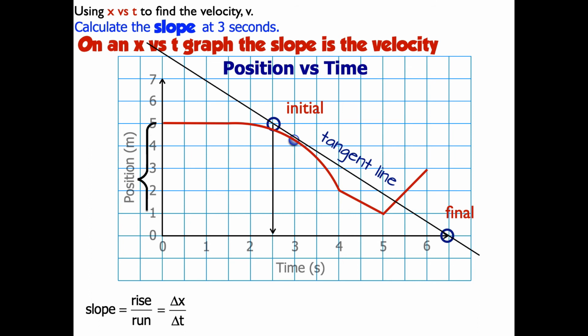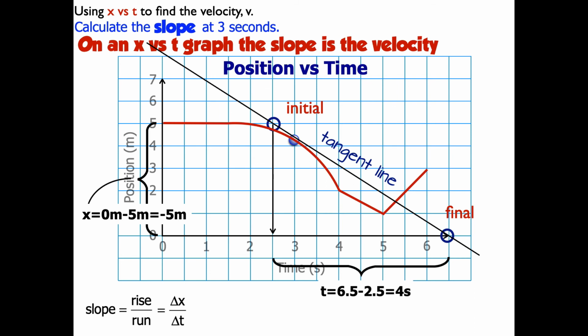So the displacement is the difference in position between these two. That's going to be 0 meters minus 5, or -5 would be the displacement. And the time is going to be 6.5 minus 5.5, and that's 4 seconds. So this means it's going to be -5 meters divided by 4 seconds. So the answer is going to be -5/4, and then that's units of the rise divided by units of the run. So that's -5/4 meters per second.